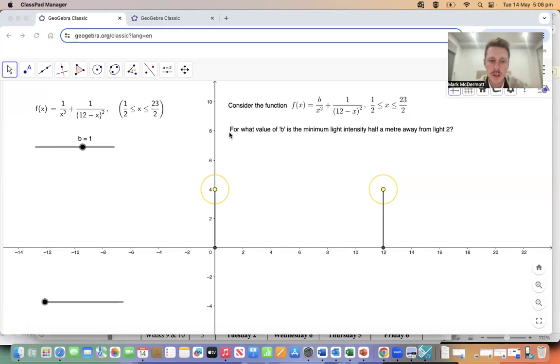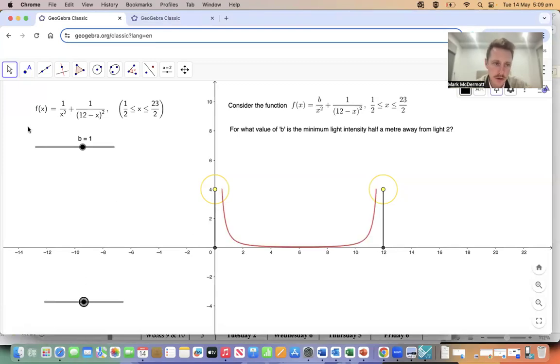And basically, the question that we're trying to answer is for what values of B, so this is unknown at the moment, is the minimum light intensity 1/2 meter away from light 2? Okay, so the first thing we can do is just get a feel for what's going on with the question. If we make B equal to 1, this is what we'll get.